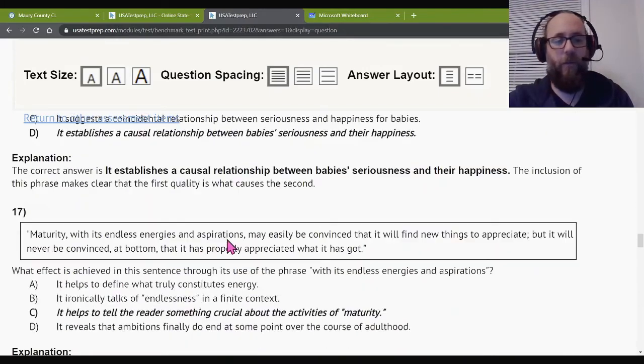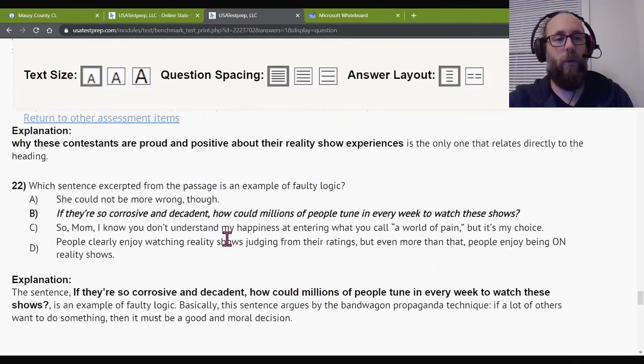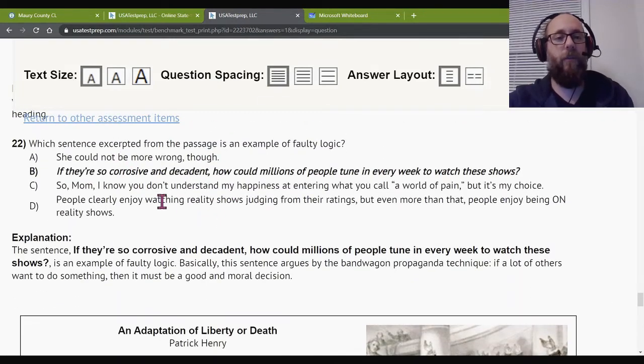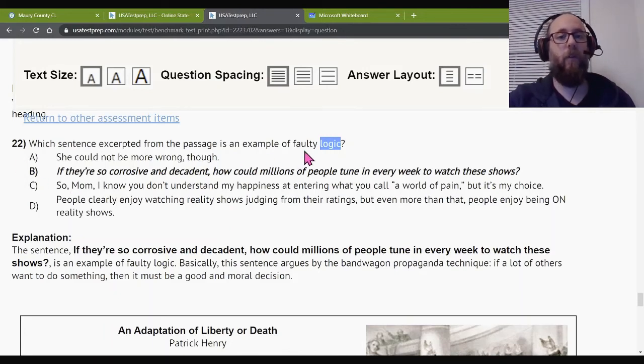All right, and the last number we're going to cover today is number 22. Which sentence excerpted from the passage is an example of faulty logic? I think maybe where some of you went wrong here is you didn't understand what the word faulty means. Faulty means broken or not functioning. Logic is reasoning and thinking through things in an ordered way. So where's the thought process broken here?